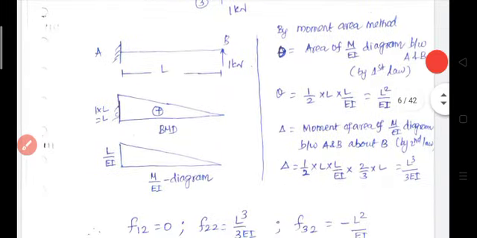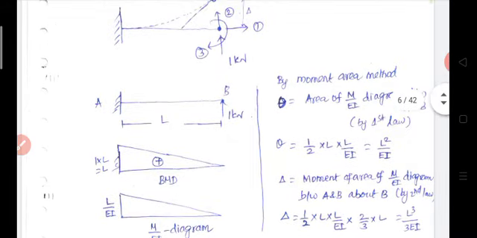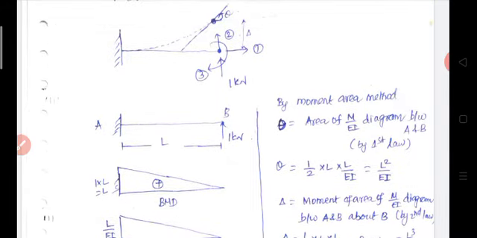So the moment of area of the M by EI diagram means area into perpendicular distance, that is half into L into L by EI, into 2/3 of L from B. Therefore delta is equal to L cube by 3EI. These two things you may also find directly from the standard formulas.